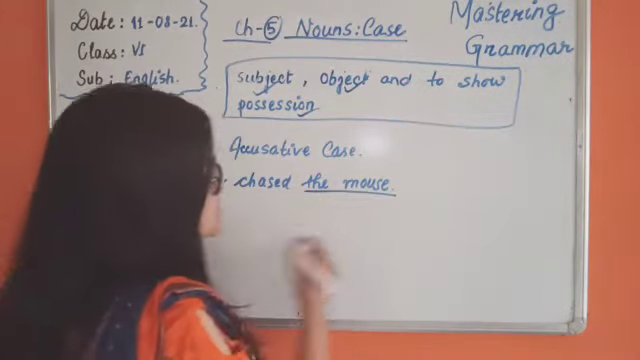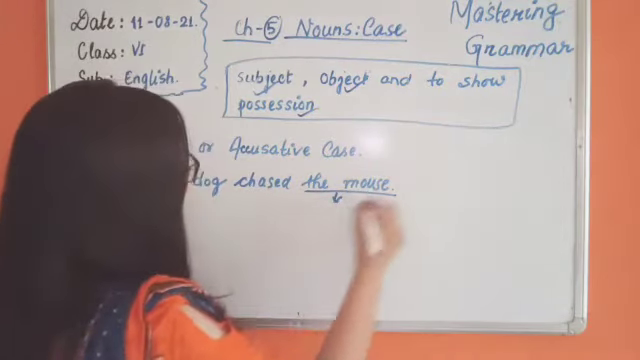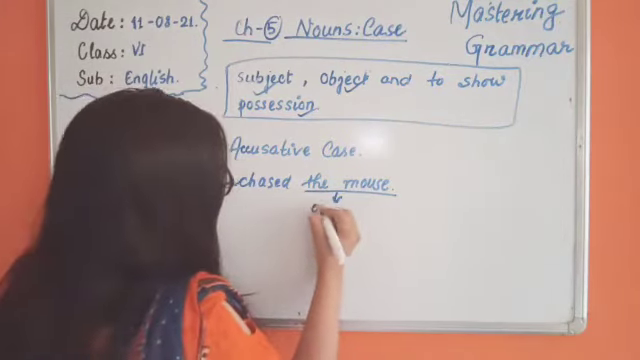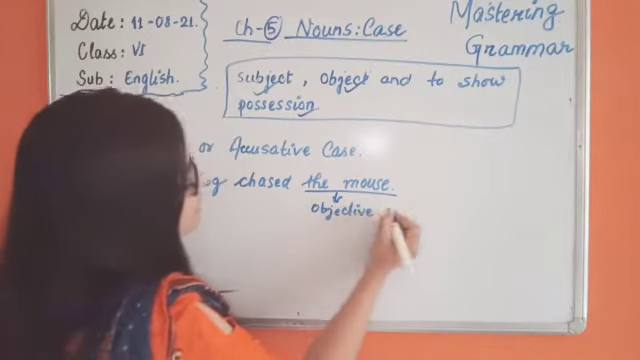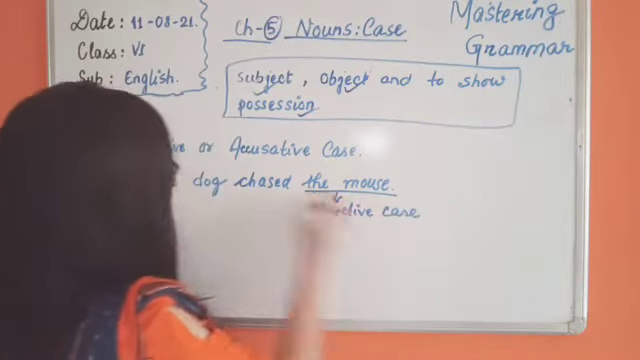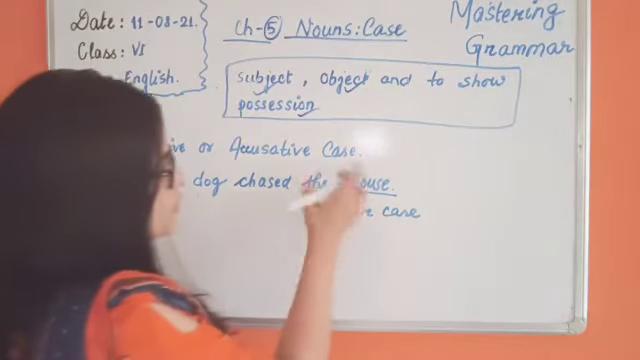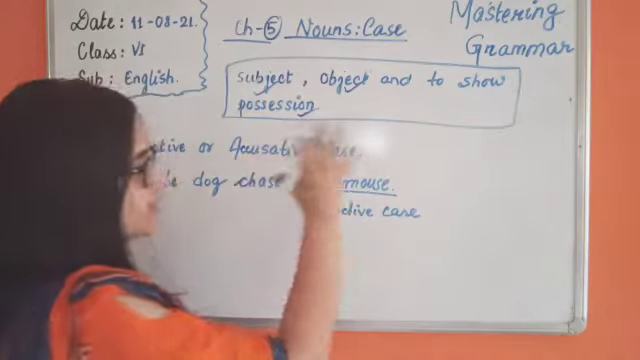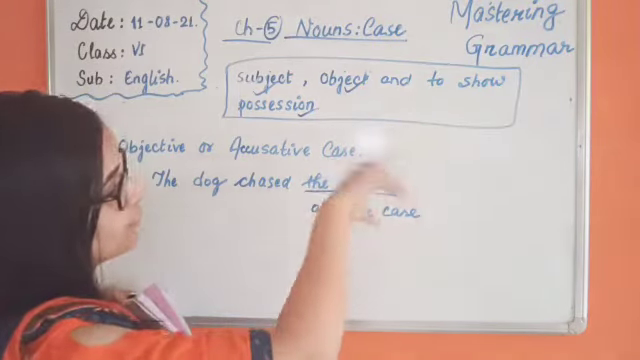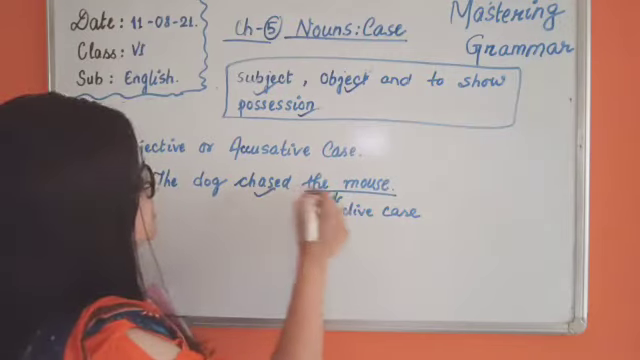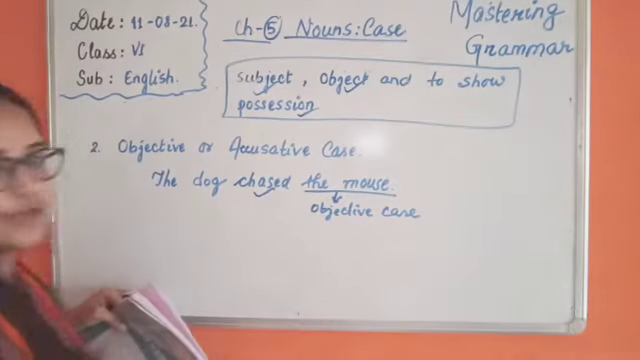Here the mouse we know is a noun. So this is going to act as an object. That's why this is in objective case. This noun here is in objective case. The dog was in nominative case, but because of the mouse, the action is happening on what or whom? On the mouse. This action is happening on the mouse. So this is an objective case.